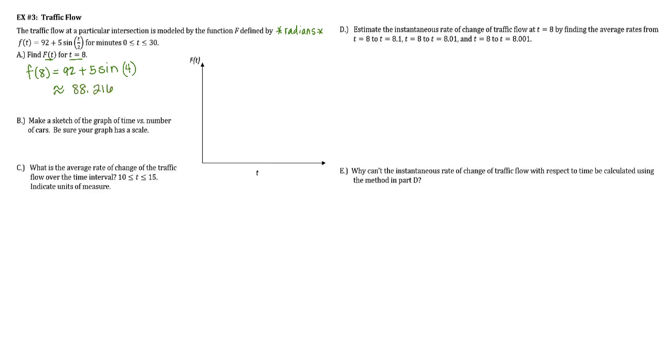88.216. All right, and so notice that this is a function, and it's talking about, let's see, what is it? Let's see, the model function defined. All right, so it's the traffic flow. So here we're going to have about 88, and that was going to be cars per minute.